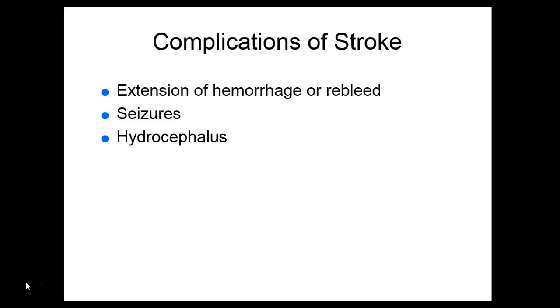Another complication of stroke is hydrocephalus. If blood is leaked into the ventricular system of the central nervous system, it interferes with the reabsorption of cerebral spinal fluid, and this can cause hydrocephalus. It's common when there's a subarachnoid hemorrhage, and it may be necessary to prevent increased intracranial pressure by shunting the fluid out of the brain. So that would be done in an intensive care environment.